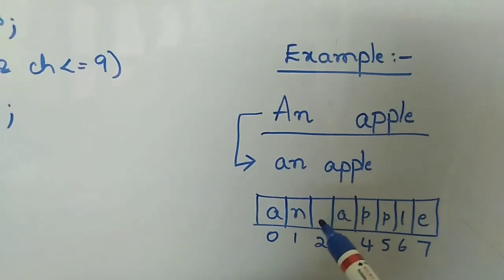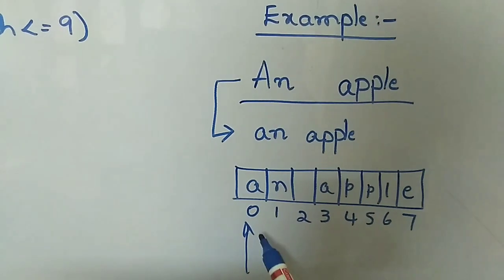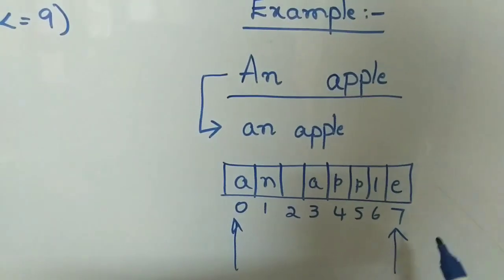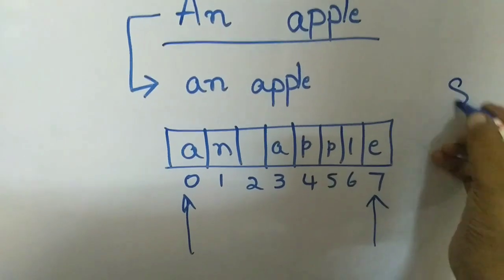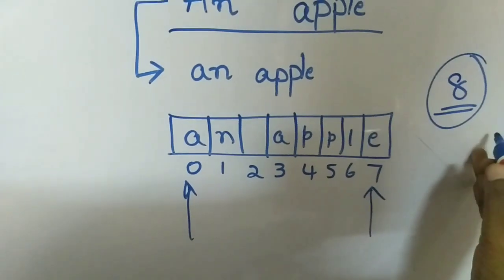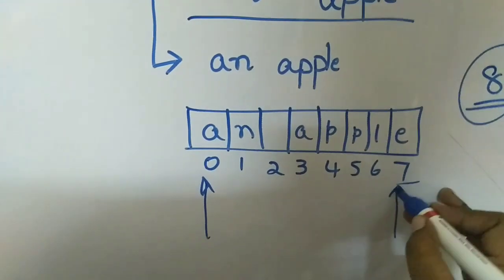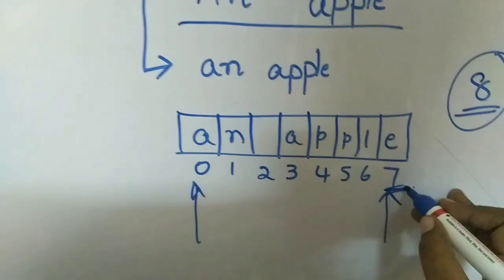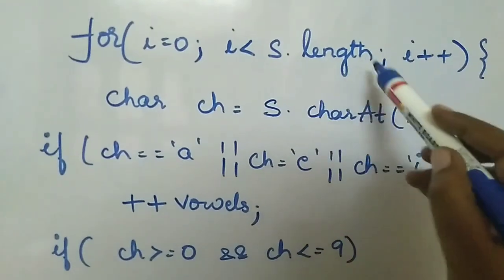The first character in the string will be at the 0th index, and the last character will be at length minus 1. So what will be the length of this particular string? The length will be the total number of characters inside the string, and the number is 8. Since the index starts with 0, the last character in the string will be at length minus 1, so 8 minus 1, which is 7. That's the reason why we are running the loop while i is less than s.length.